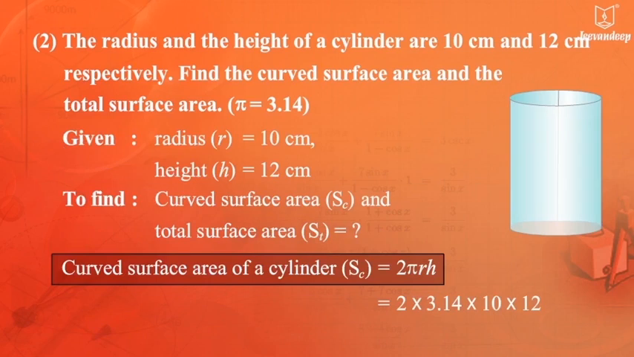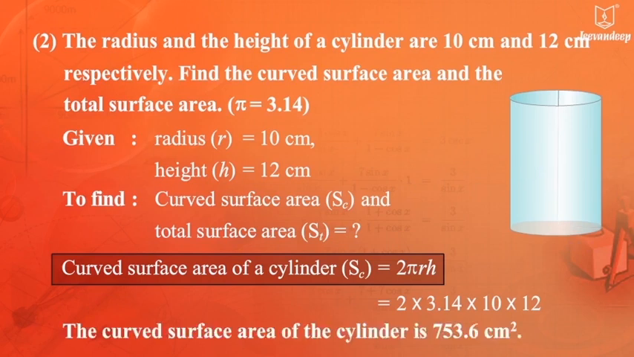Putting the values in the formula, we get 2 multiplied by 3.14 multiplied by 10 multiplied by 12, equals 753.6. Thus, the curved surface area of the cylinder is 753.6 square centimeter.